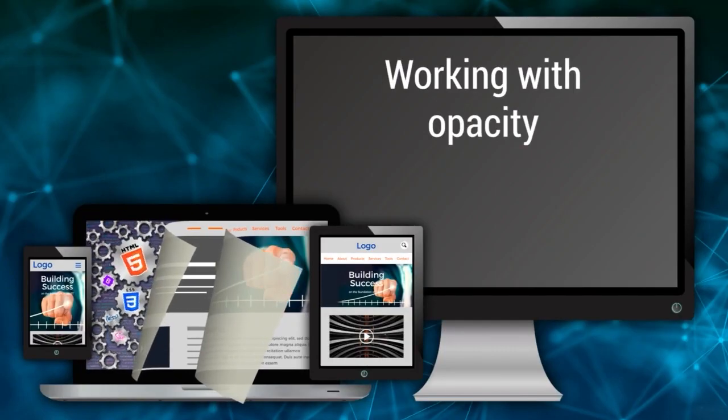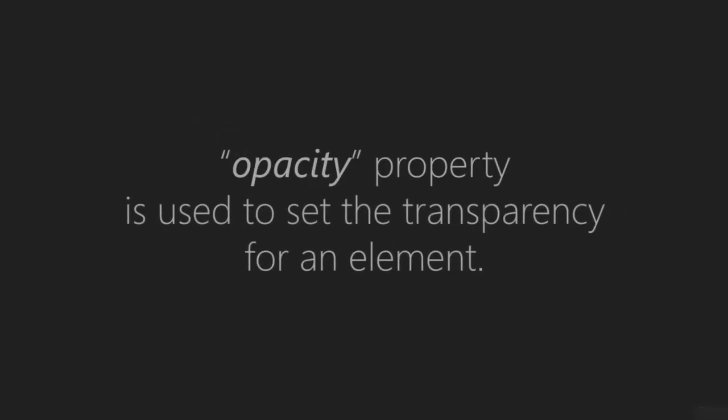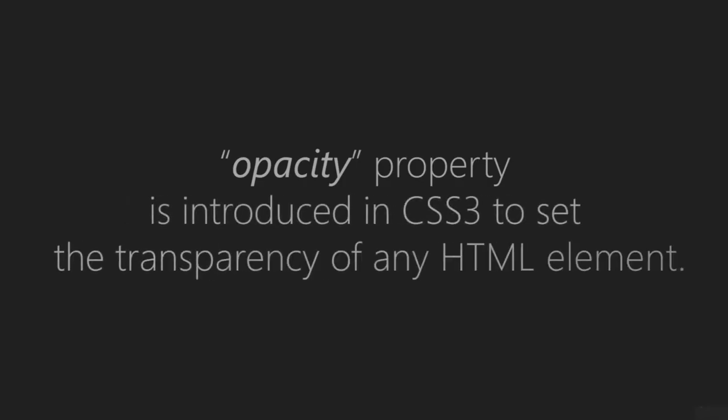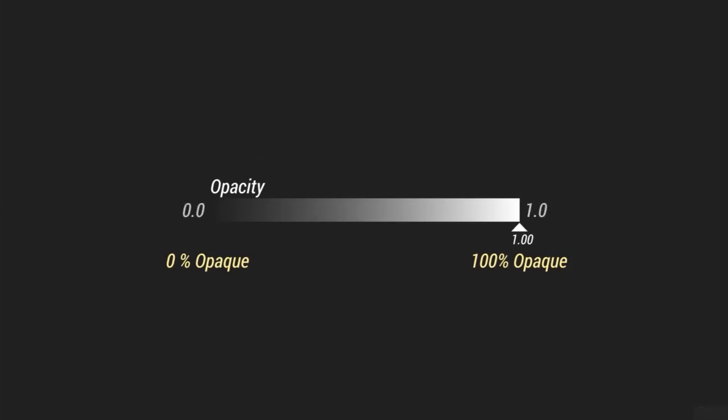Up till now, we have seen the opacity used with RGB, HSL, and hexadecimal values and how it affects the colors. There is a property called opacity which is used to set the transparency for an element. It was introduced in CSS 3 to enable the developers to set the transparency of any HTML element. The opacity property controls how opaque an element is on the scale of 0 to 1, that is 0.0 to 1.0. Lower the value, more transparent the element becomes.